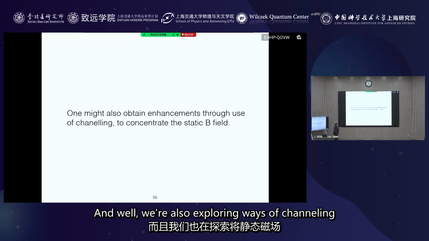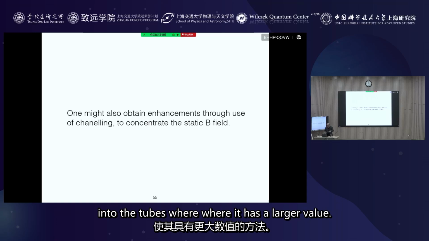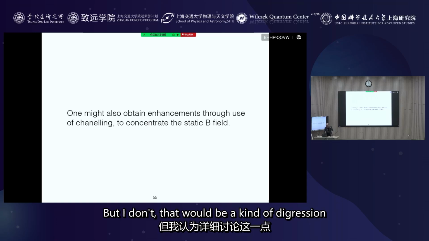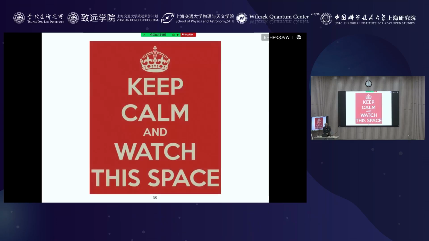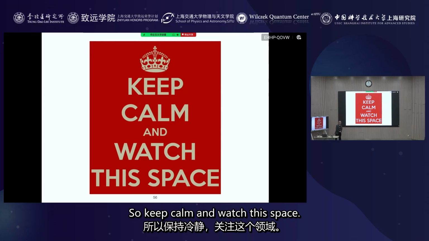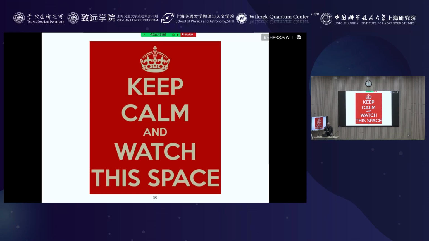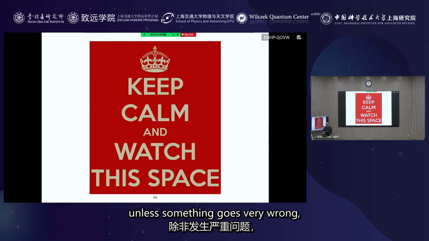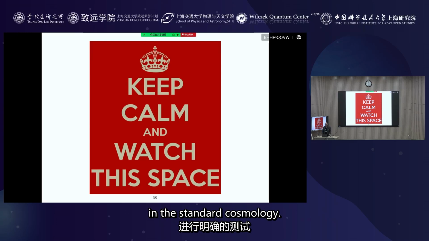And well, we're also exploring ways of channeling the static B field into tubes where it has a larger value. But that would be a kind of digression to discuss in detail. So keep calm and watch this space. I think in the next several years, unless something goes very wrong, we'll have definitive tests of the axion hypothesis in the standard cosmology.